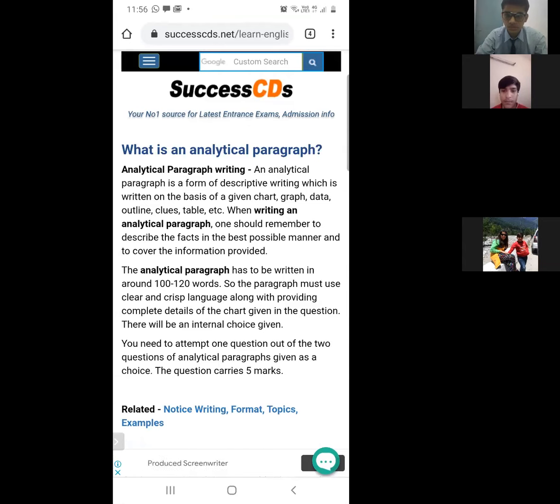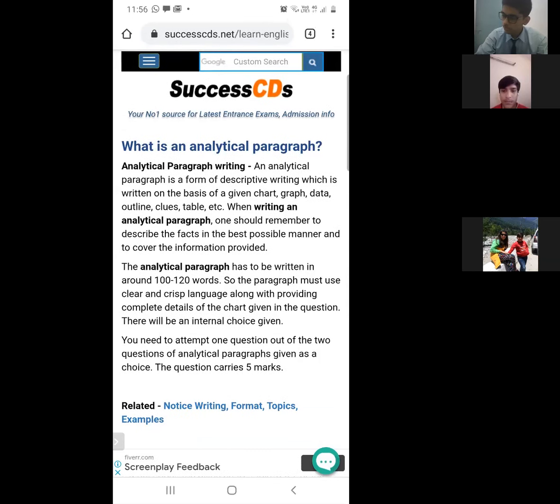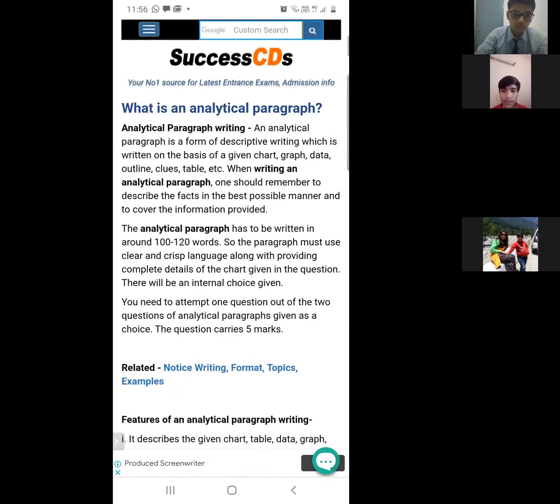When writing an analytical paragraph, one should remember to describe the facts in the best possible manner and to cover the information provided. So whatever information, whatever data is provided to you, you have to cover everything, and all the details of the data should be given in your writing. It has to be written in about 100 to 120 words. As I told you, it's a 5 marker, so 100 to 120 words are sufficient for a 5 marker.